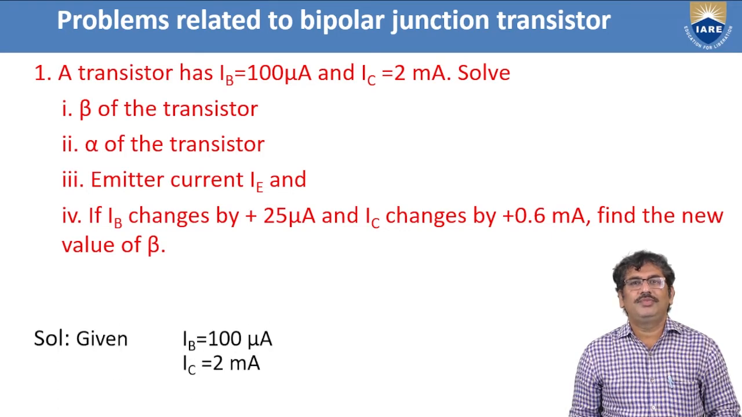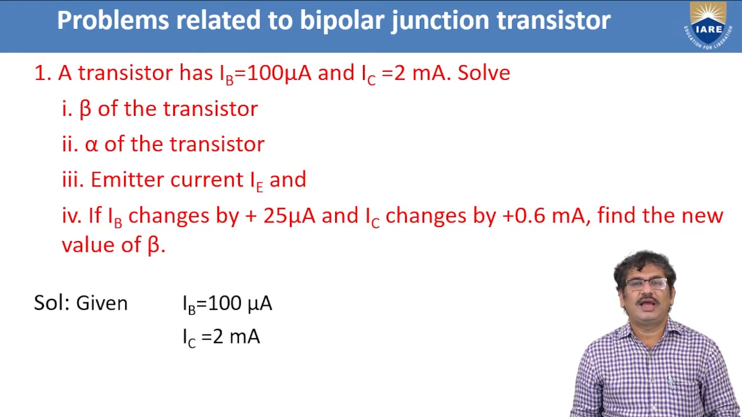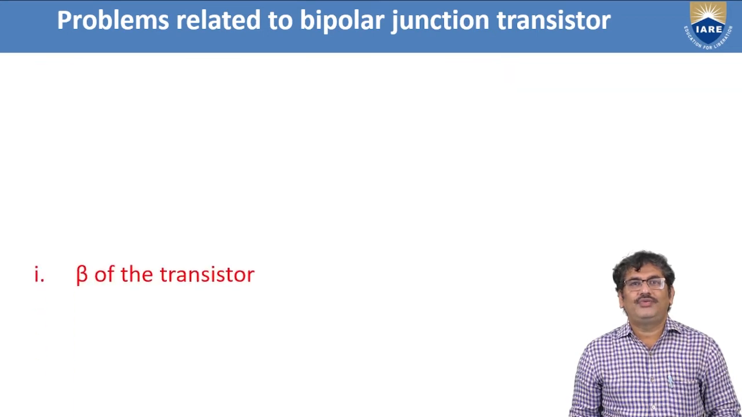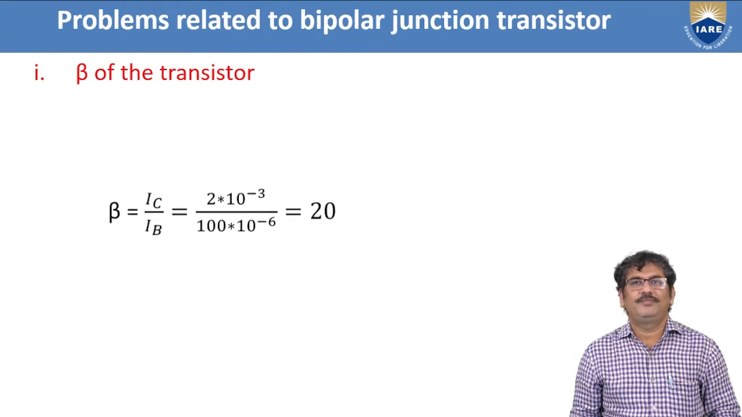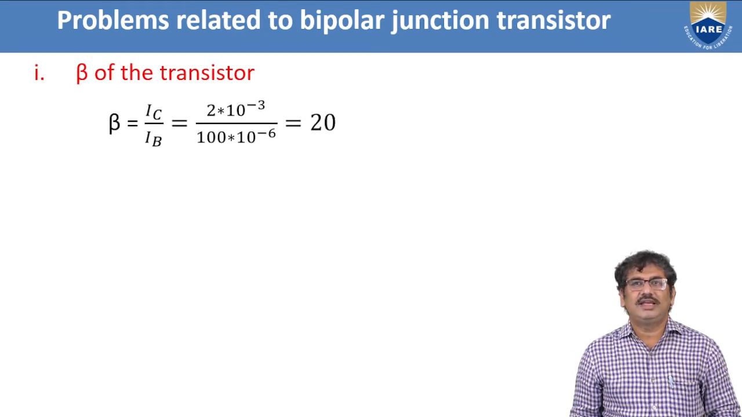Under this problem, the given values are IB equivalent to 100 microamperes, IC equivalent to 2 milliamperes. For finding beta, beta is given as IC by IB. Substituting IC as 2 milliamperes, that is 2 into 10 power minus 3, and IB as 100 microamperes, which is 100 into 10 power minus 6, that will give us 20.